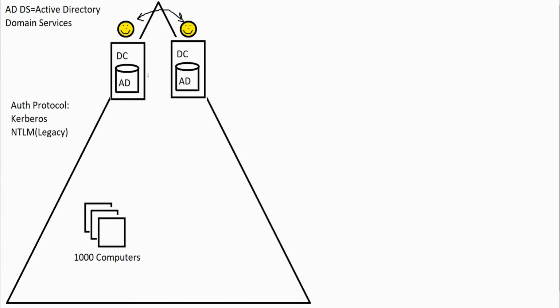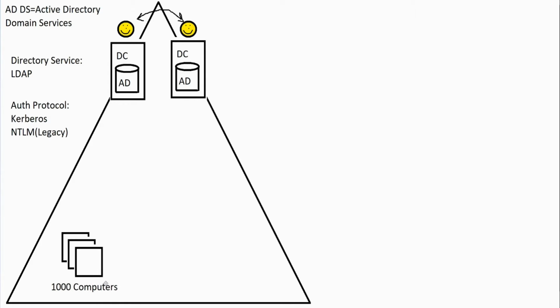The other thing is Active Directory uses a language known as the Directory Service Language, and that language was called LDAP, Lightweight Directory Access Protocol. Now, this is all decades old at this point. At the time when it came out, it was cutting edge, but it is a bit dated nowadays. But it still works, and it's still pretty secure.